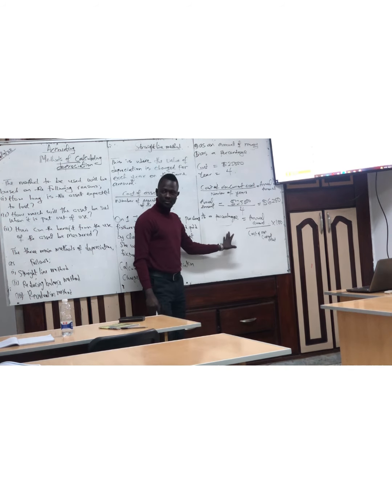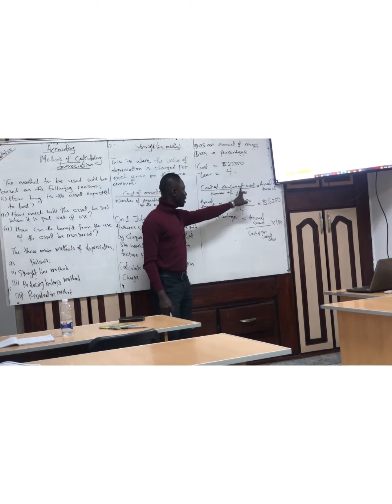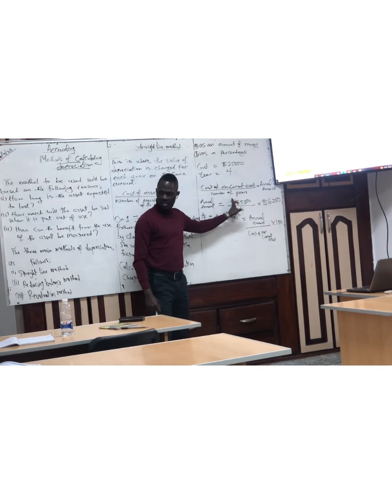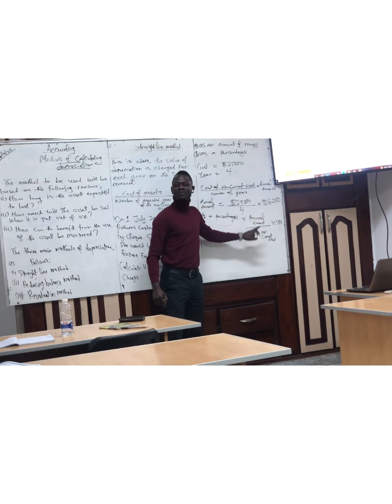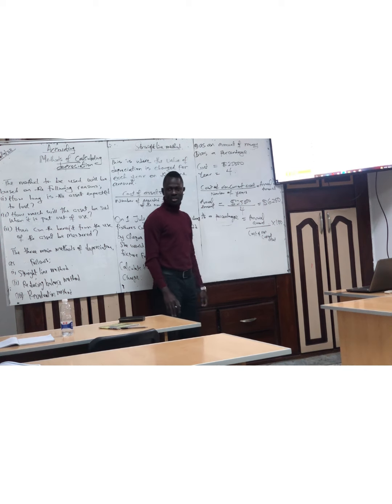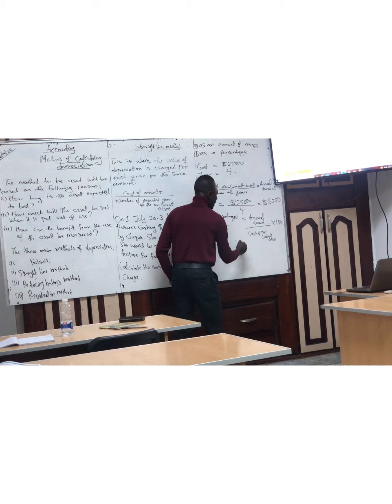Do you get it here? The annual amount is the non-current asset divided by the number of years. Now, if you have to calculate it as a percentage, it will be the annual amount that you've gotten here divided by the value of that asset times 100. Are you getting it?